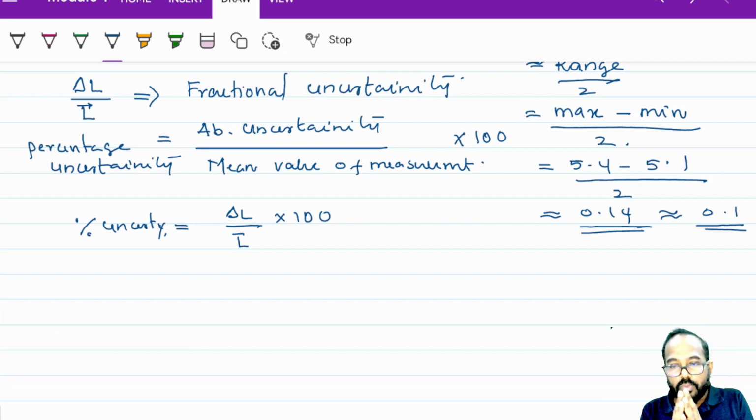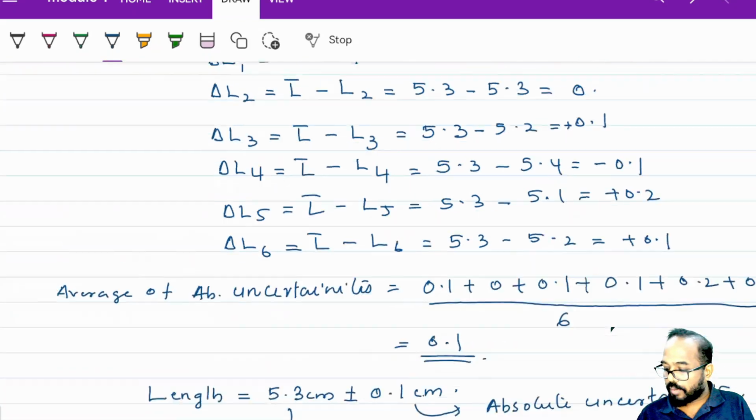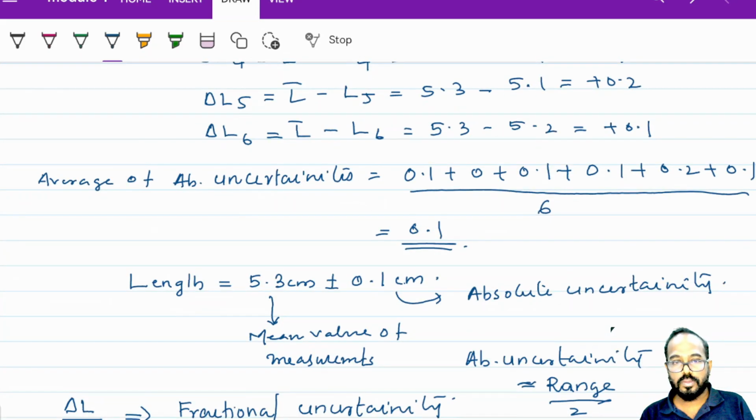Next, if a set of measurements is given, how will you calculate the absolute uncertainty? First step, you find the average mean value of that physical quantity. Next, how much each of the readings deviates from the mean value. That is the absolute uncertainty in each reading. Then you take the average of that absolute uncertainty. You can represent that physical quantity with the mean value plus or minus absolute uncertainty.